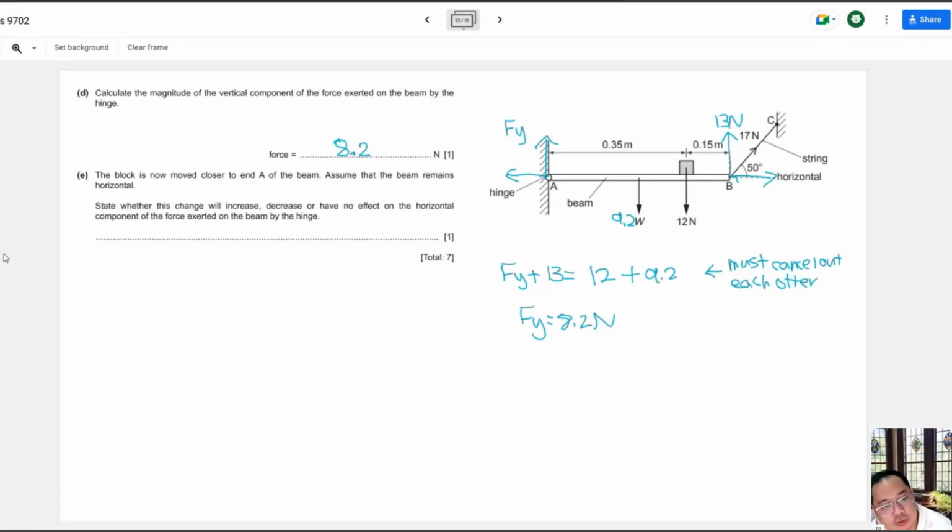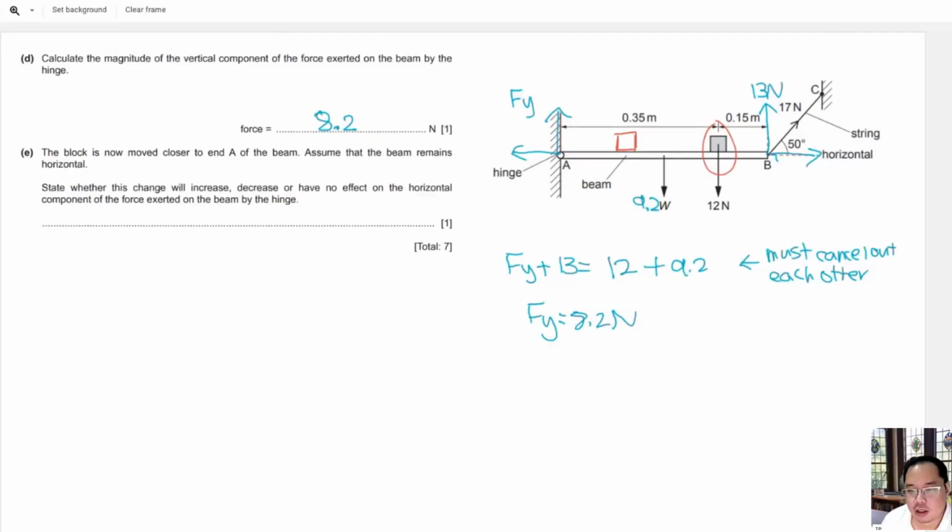Question E. The block is now moved to the closer end A of the beam. This block here is now moved closer to the hinge, like at this place. Assume that the beam remains horizontal. State whether this change will increase, decrease, or have no effect on the horizontal component of the force exerted on the beam by the hinge. So the weight of it is still 12 Newton, but the moment of that force is now smaller. 12 times another distance d, which is smaller.